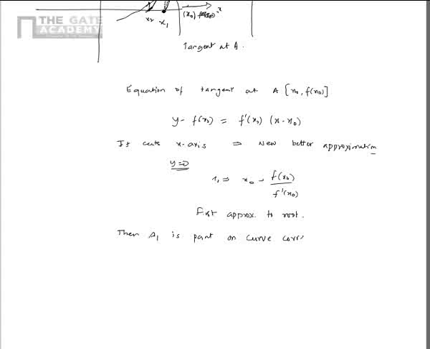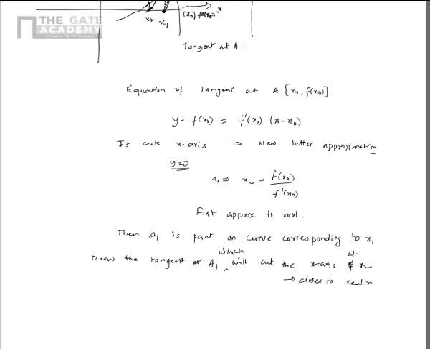Now a1 is the point on the curve corresponding to x1, and now draw the tangent. Same thing, you will just repeat the process. Draw the tangent at a1, which will cut the x-axis at x2. So this is closer to the real root, somewhat closer.